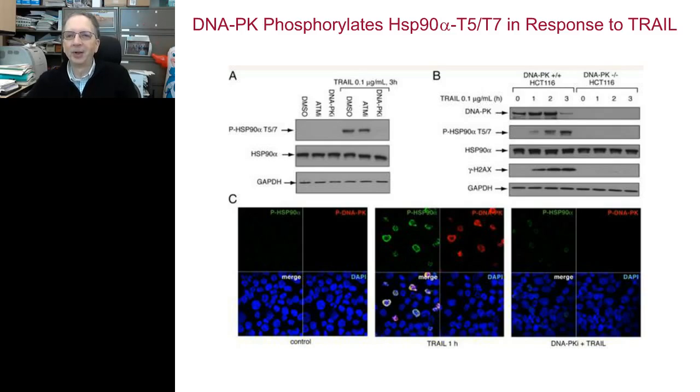In panel B, we're looking at cells where DNA-PK is knocked out compared to parental cells, and in the cells where DNA-PK is knocked out, there is absolutely no phosphorylation of threonines 5 and 7 in HSP90 alpha in response to TRAIL. Importantly, there is also no phosphorylation of gamma H2AX in these cells, demonstrating that in HCT116 cells, TRAIL-induced phosphorylation of both H2AX and threonine 5,7 HSP90 alpha is DNA-PK dependent.